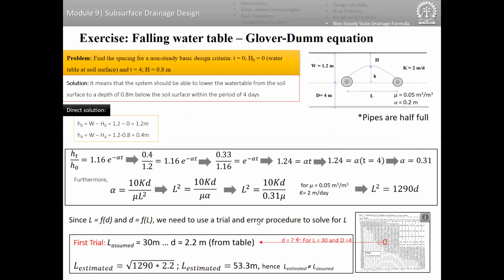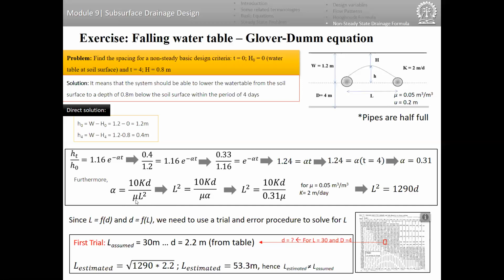Remember, we have to calculate the spacing, so we can transform this into the formula for spacing. Alpha is equal to 10 kd upon mu l square. K is given, that is 2 meter per day. D we have to find, so we have to find the combination of L and D here. Mu, the drainable porosity, is given as 0.05 meter cube per meter cube. So substituting the values here.